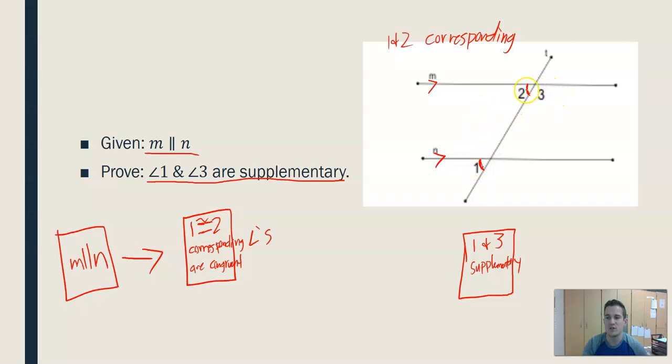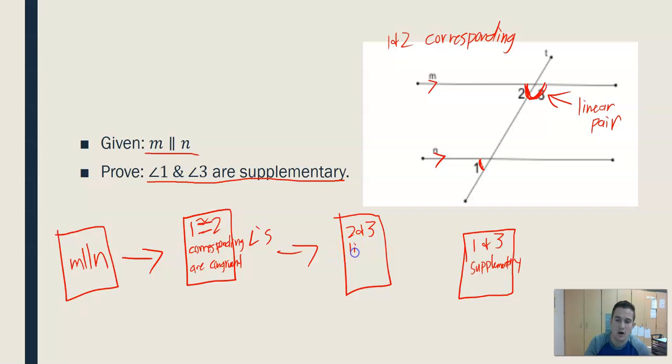Well, I know 1 is congruent to 2. How is 2 related to 3? This is an angle relationship, I know. This right here is a linear pair. And linear pairs are supplementary. So 2 and 3 are a linear pair and therefore supplementary. So the tools that I have used so far are corresponding angles are congruent and linear pairs are supplementary. Those are the 2 cards that I have used.